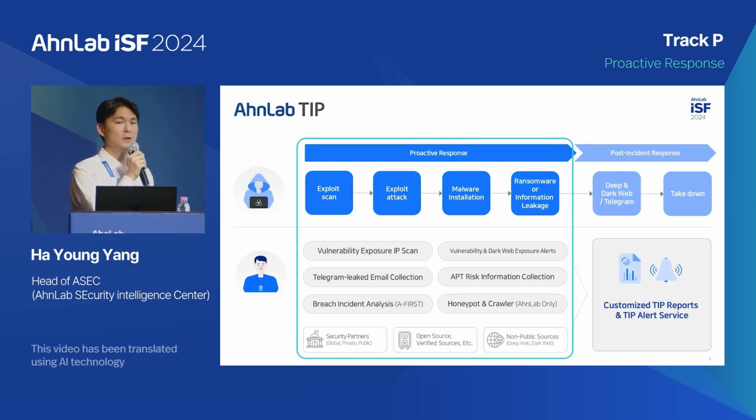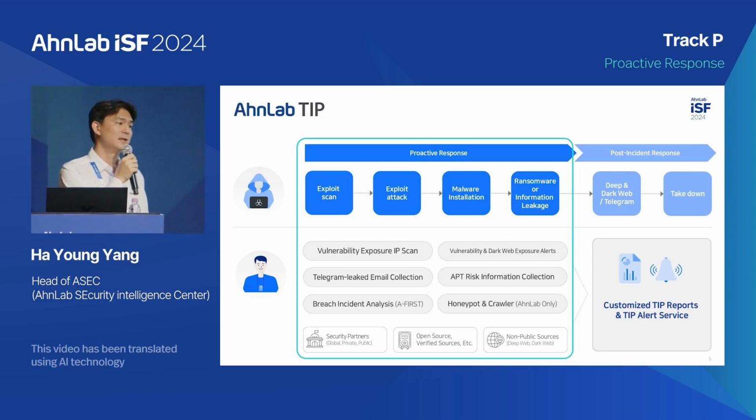So you may have heard a lot about something called ASM. AhnLab TIP has the capability to create separate reports for clients when vulnerabilities are detected in exposed IP assets targeting domestic IPs. We are currently monitoring the dark web and private Telegram channels in real time. Therefore, when personal information or sensitive corporate information is leaked, we provide that information in a separate report format.